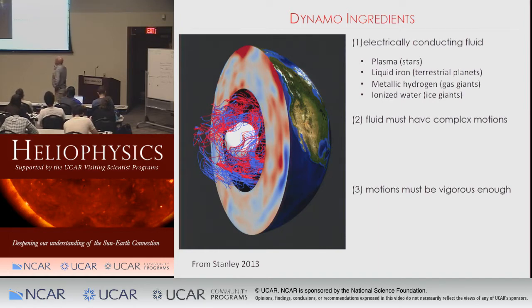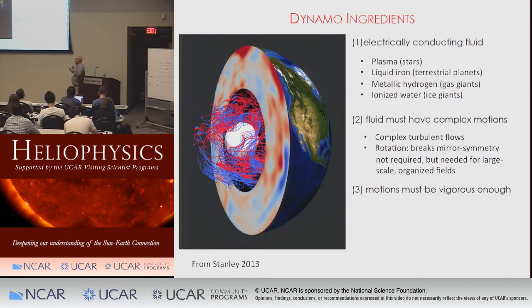Failings relative to a plasma. For our planet, terrestrial planets, we have liquid iron in some portion of the core. That is a moderately good conductor, good enough. For the gas giants, they have metallic hydrogen. That is a liquid, and it is electrically conducting. And for the ice giants, they have ionized water, which is good enough. Well, so in all cases, you need some kind of electrically conducting fluid.